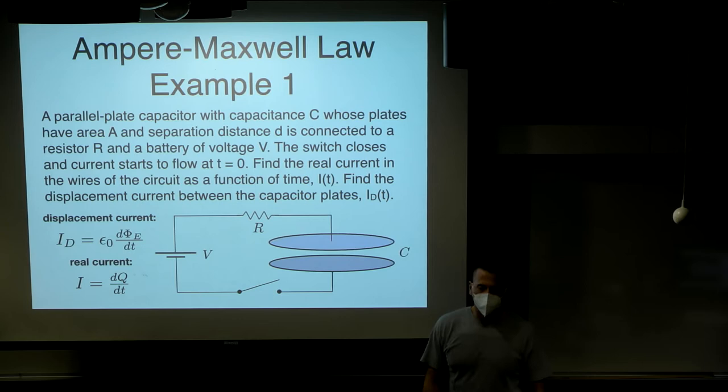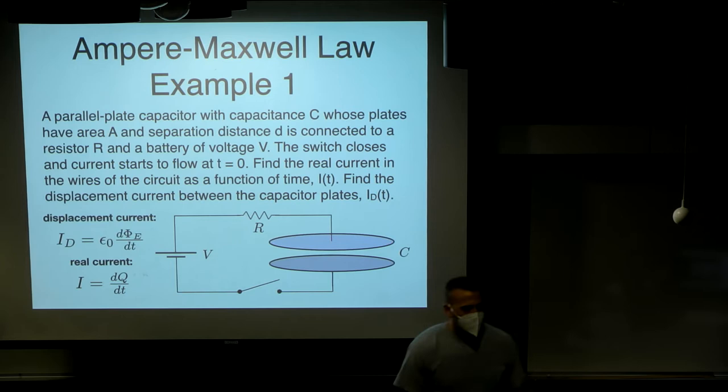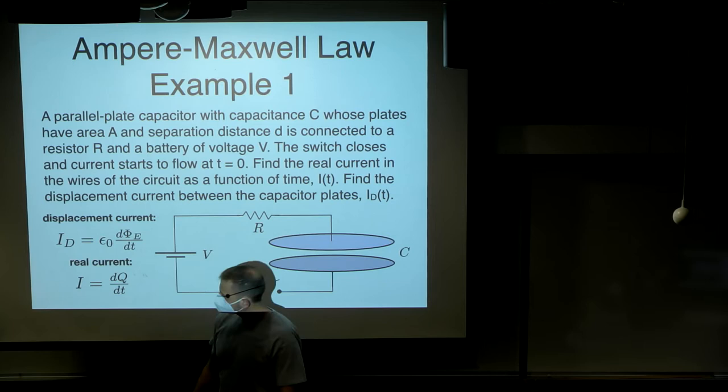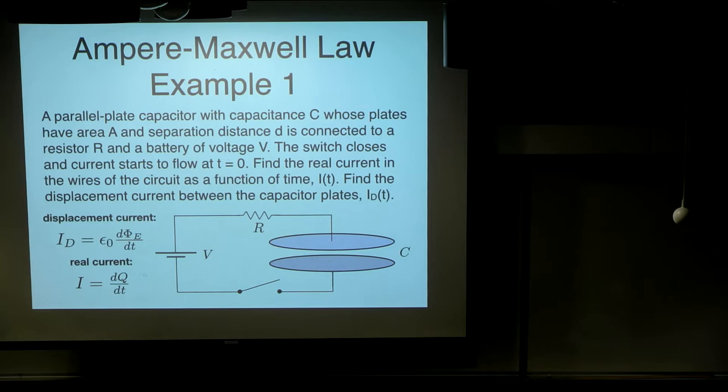Okay, so the real current, remember we call that I. Remember the definition of real current? That's dq/dt. That's the charge per unit time moving through the wires. The displacement current, this new concept, we call that I_d. What's that equal to? It's epsilon naught times the derivative of our electric flux with respect to time. So we now have what we need to calculate that.